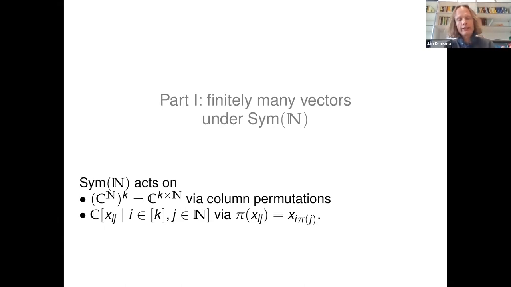And then dually, it acts on the coordinate ring of that space, which is just the polynomial ring in variables x_ij, where i runs from 1 to k and j runs through the natural numbers. And the action now is only on the second index, because this index i can only take these finitely many values, 1 through k. Okay?